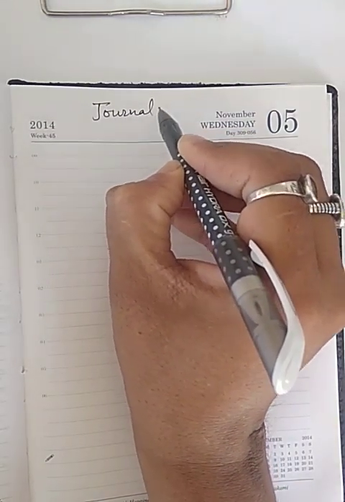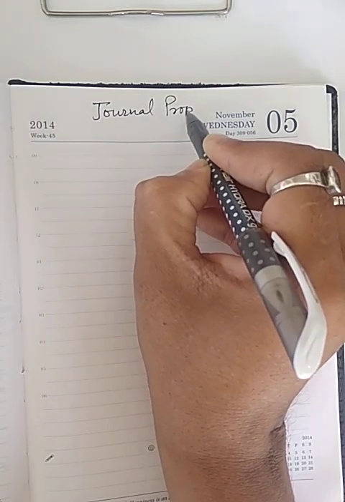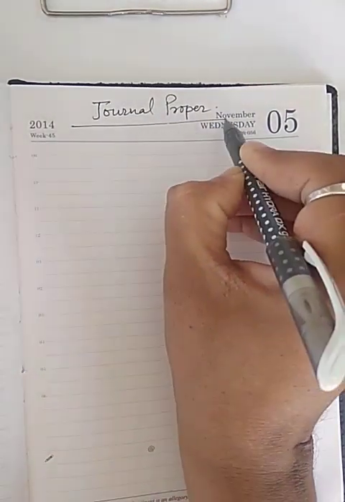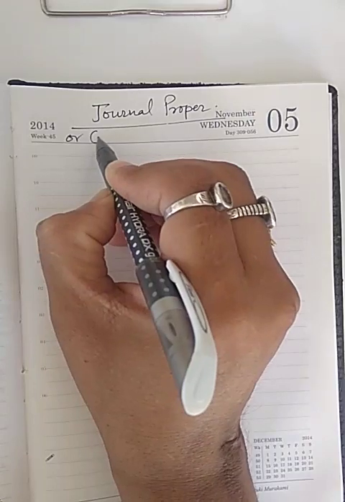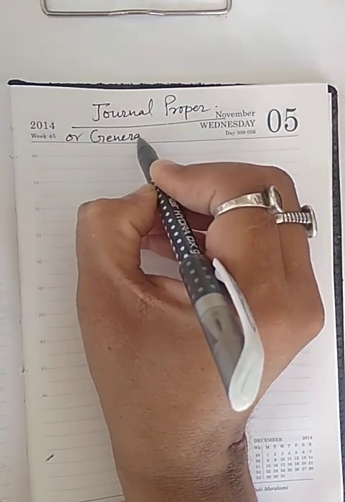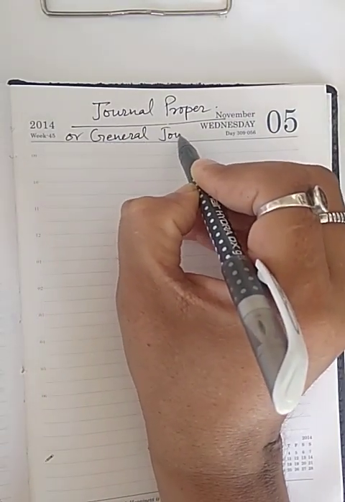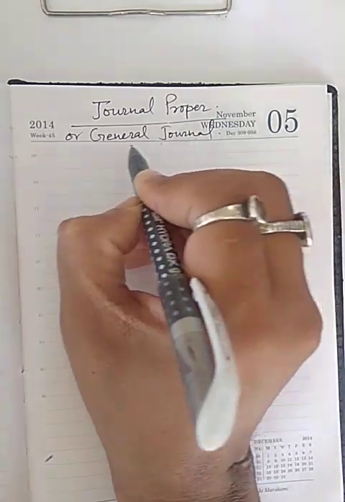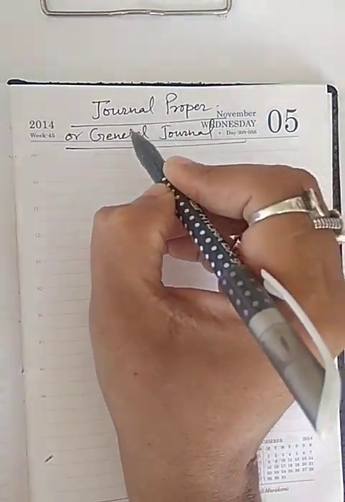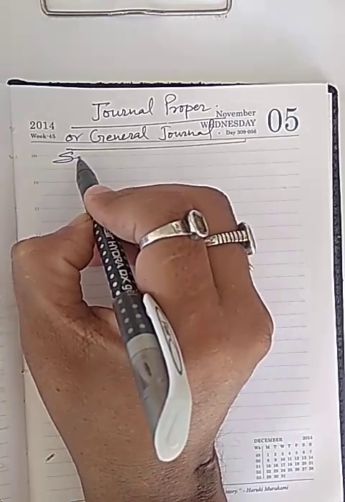Journal proper, or we can say general journal. This is the part of subsidiary book.